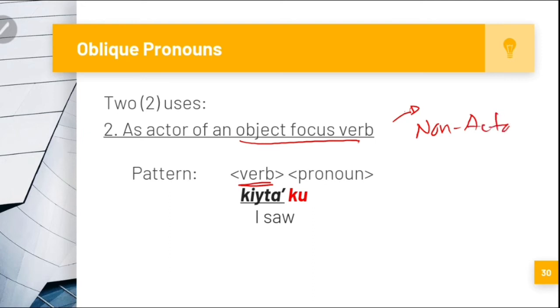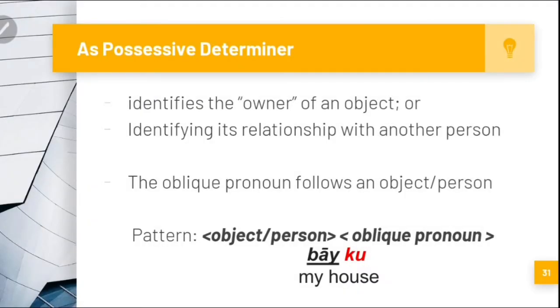actually more of a non-actor focus verb, because there are other verbs which are not an object focus verb but also not an actor focus verb anyway, but we will only discuss here an object focus verb. An example here, we have kitaku, which means I saw. Okay, let's discuss first the first use, which is as a possessive determiner.